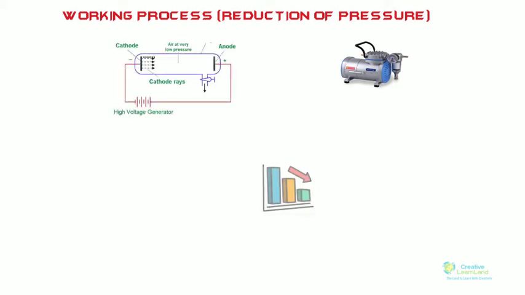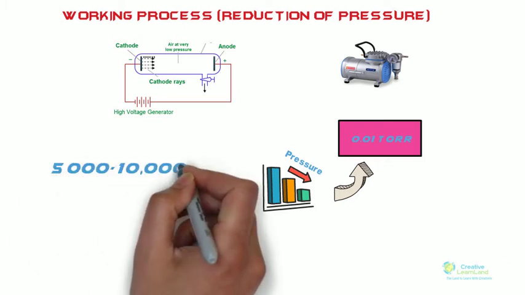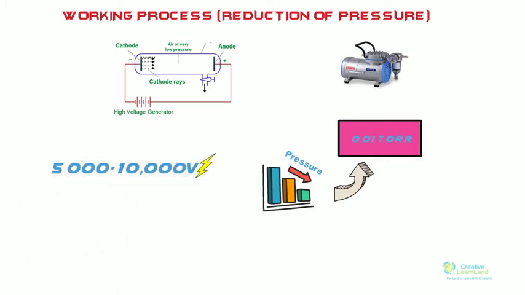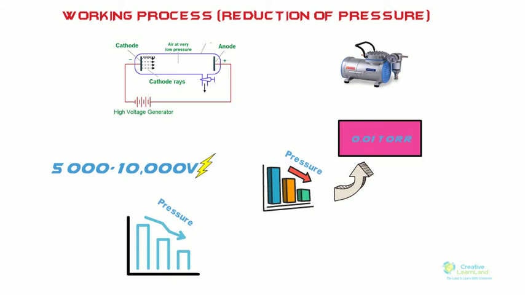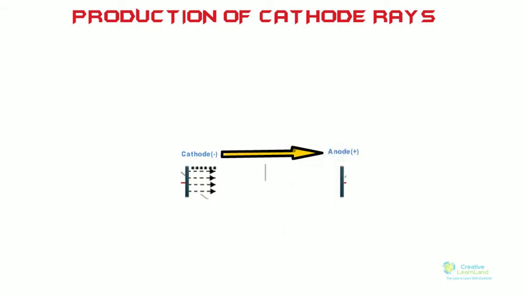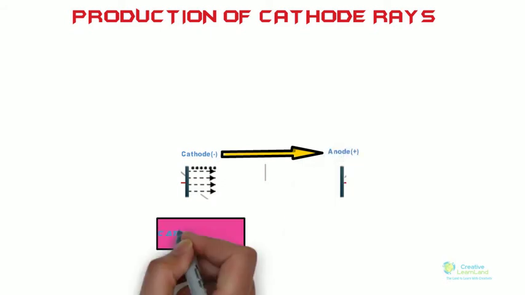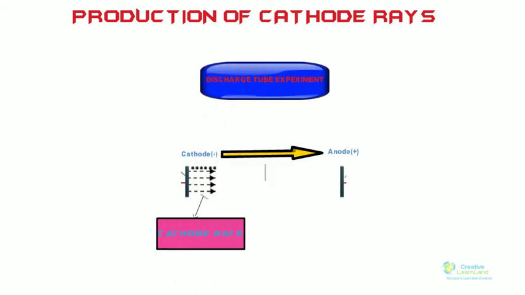So, they attached a vacuum pump at the end of the discharge tube, and when they reduced the pressure to about 0.001 torr and applied a high voltage of about 5000 to 10,000 volts, the gas decomposed and became a conductor. When they further reduced the pressure, emission of light or discharge of the gas stopped, and certain rays were seen traveling from cathode towards anode. These rays were called cathode rays as they were ejected from the cathode. This is known as the discharge tube experiment.